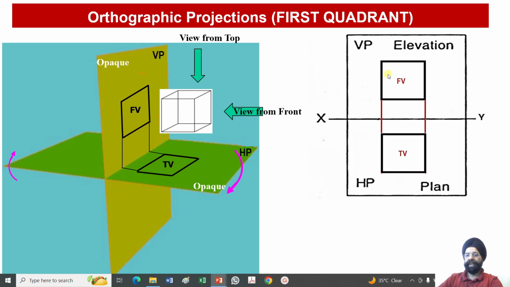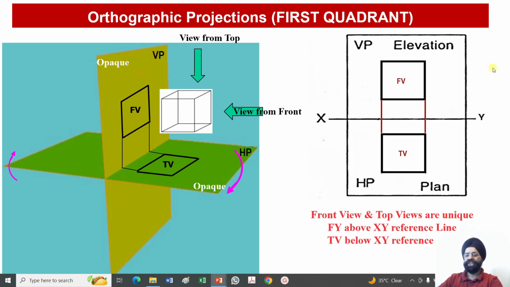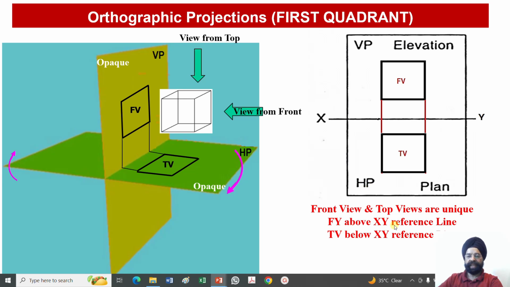So in the first quadrant, we need to remember, the front view will be drawn above the xy line or my reference line, and the top view or the plan will be drawn below the xy line. And you can see both of these views are unique. They are not interfering with each other. So since the views are unique, this is the acceptable method for drawing the engineering projections of any given object. So the front view lies above the reference line, the top view lies below the xy line, but both of these are unique, non-interfering. It gives us a clear visualization of the front as well as the top views.